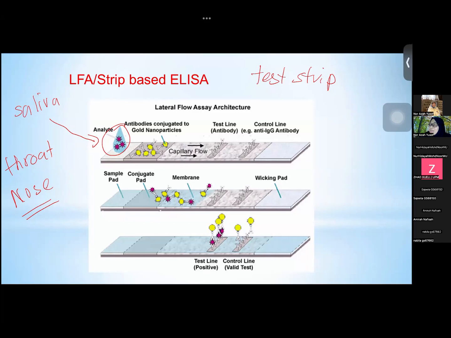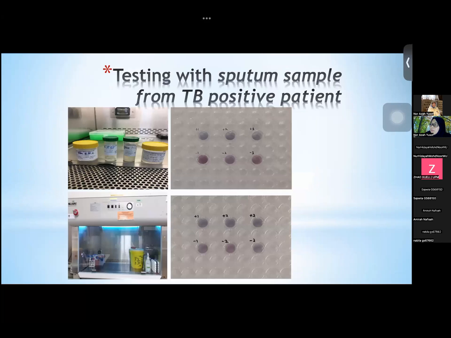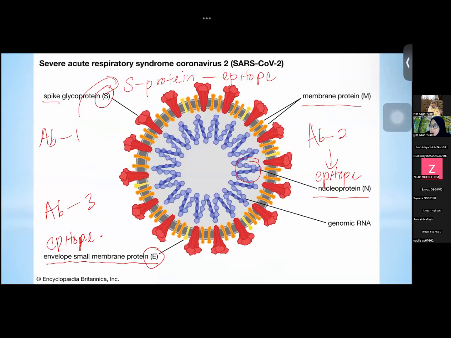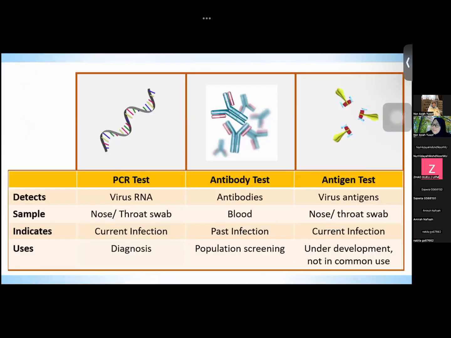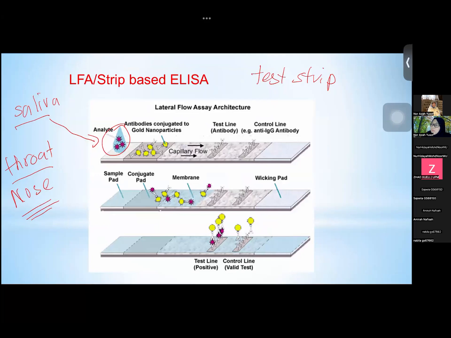So what is inside these saliva, throat or nose samples? What you actually try to get from the saliva, throat, and nose sample is, of course, the whole virus. This is the whole virus. But the part that interacts with the epitope is here. You can see the Y structure of the antibody. As I mentioned just now, there are three epitopes that you can use. One is S protein, the other one is N protein, and you have E protein.